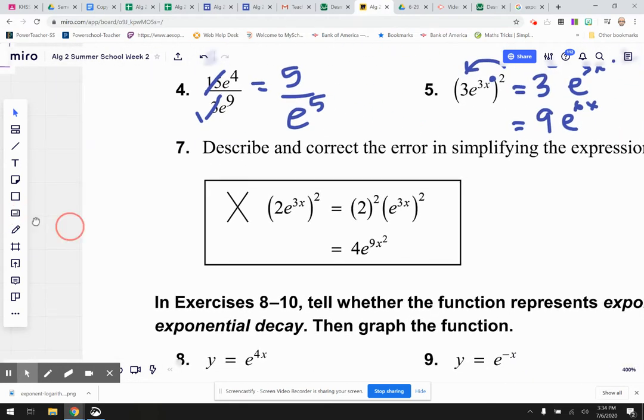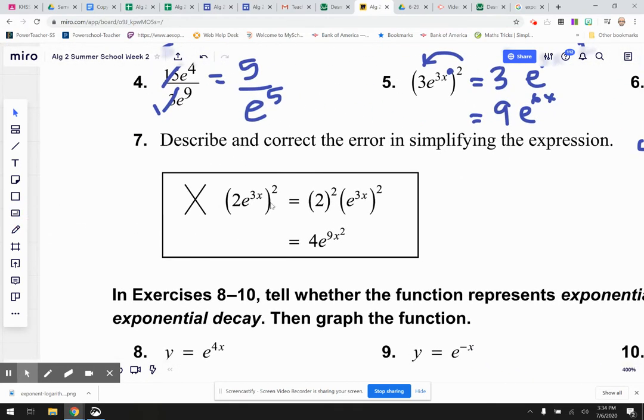Describe the error, and let's see what they did. Okay, so the 2 to the 2, they did that, and 2 to the 3x right there. And then they got the 4, which is good, but then they got 3 times 2, and they put 9. They thought they were doing 3 squared. They thought they were doing 3 times 3, but that's not the case. You're doing 3x times 2.